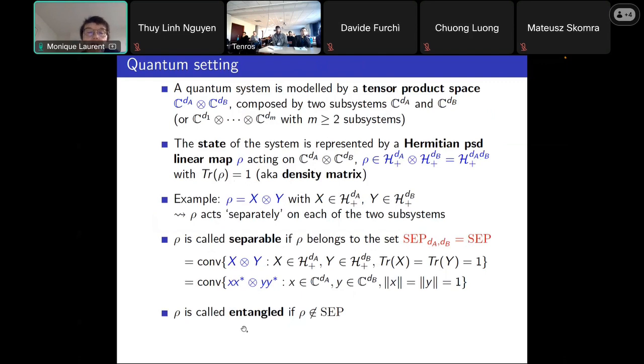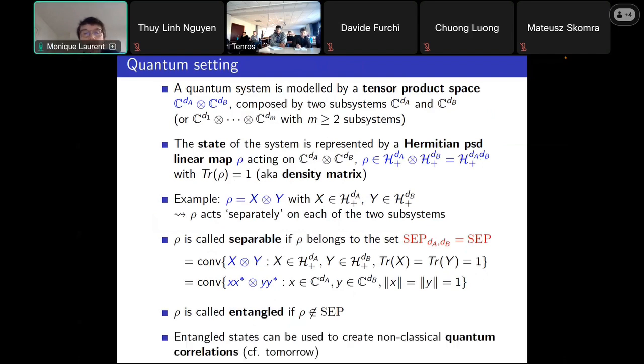And rho is called entangled if it does not lie in SEP, if it is not separable. And entangled states are going to be used to create quantum non-local correlations. So this is a crucial definition. Rho is separable if it is a convex combination of such matrices.